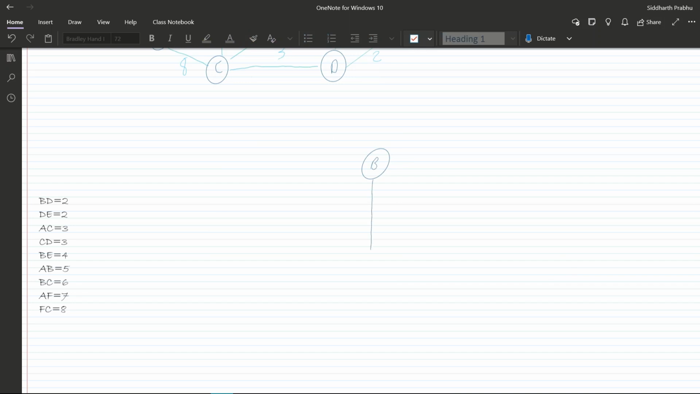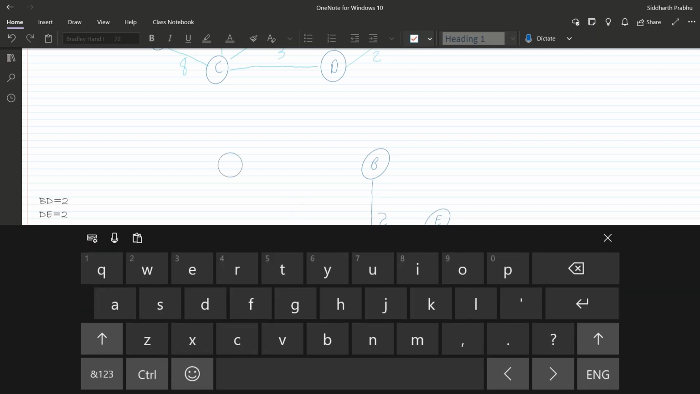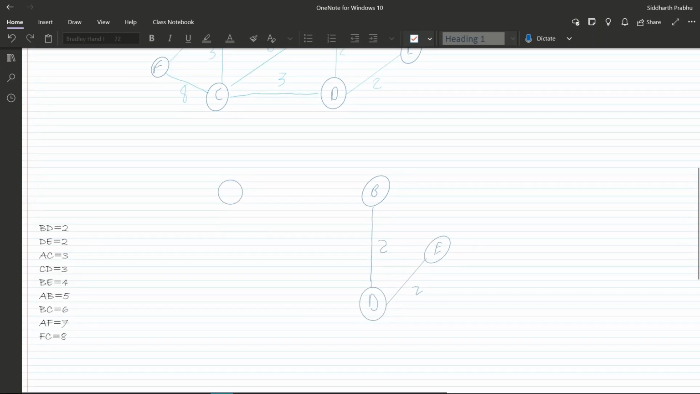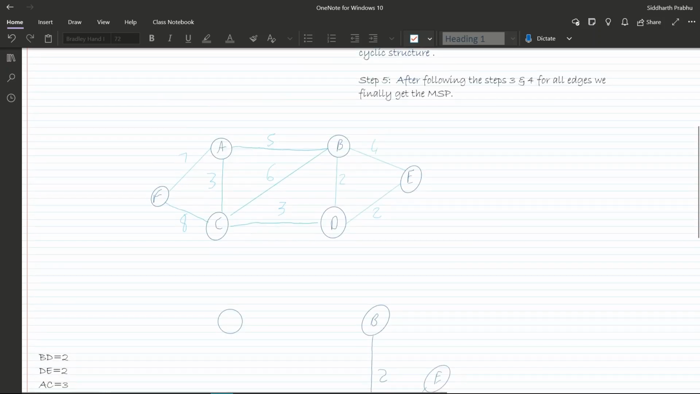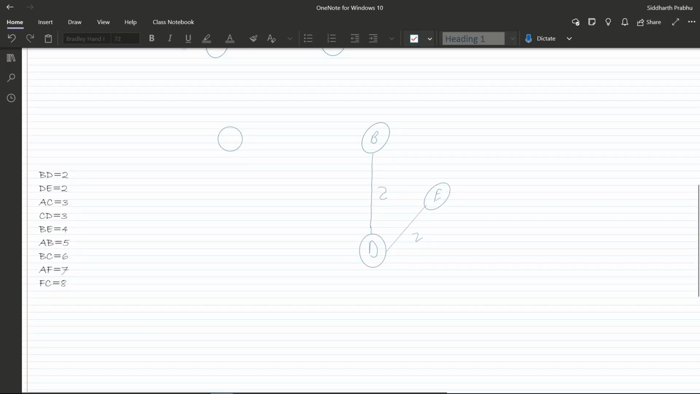So we will start forming a minimum spanning tree. The first edge we'll take into consideration is B to D, which has a weight of 2. The second edge we'll take into consideration is D to E, because it also has the weight of 2. Third we'll take is A to C, as it's not forming any cyclic structure. So we'll consider A to C as the next edge.